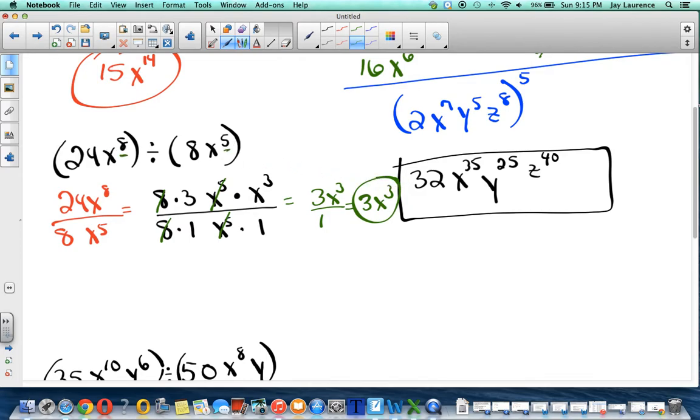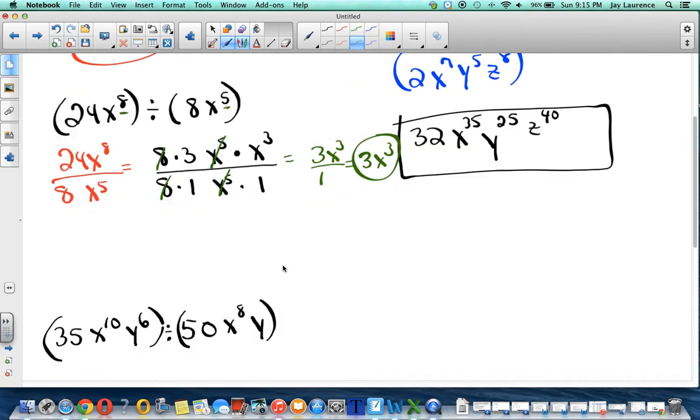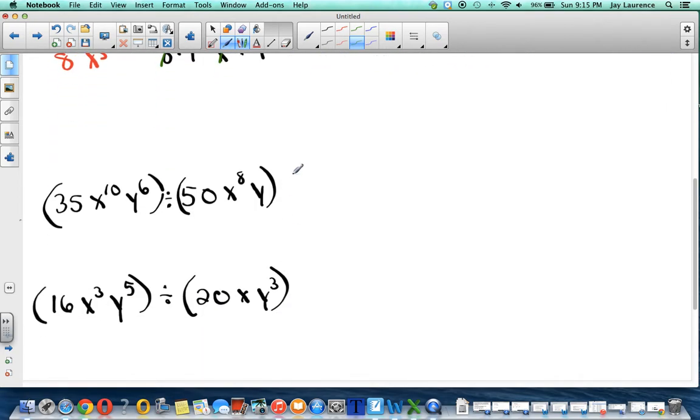8 and 5, and my exponent was 3. Interesting. All right, let's take a look at this one here. Let's rewrite it. 35 x to the 10th, y to the 6th, over 50 x to the 8th, y.